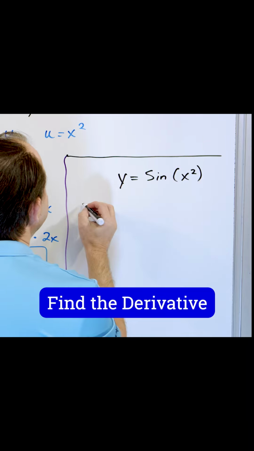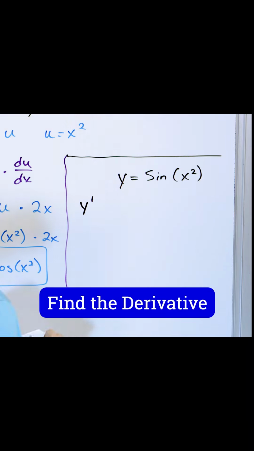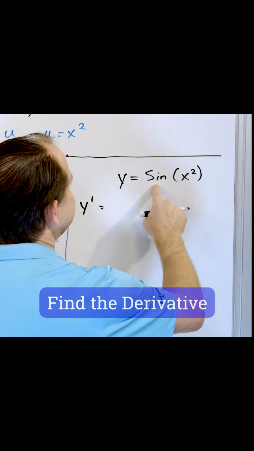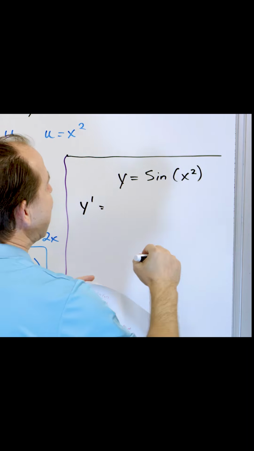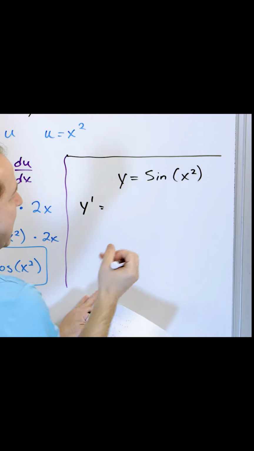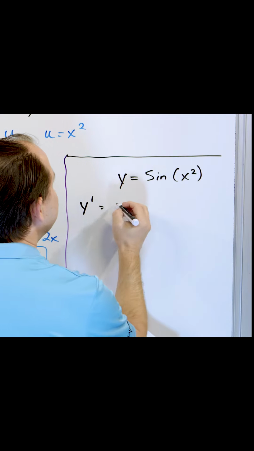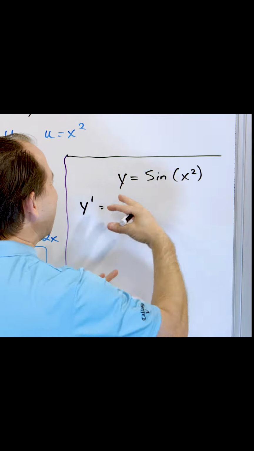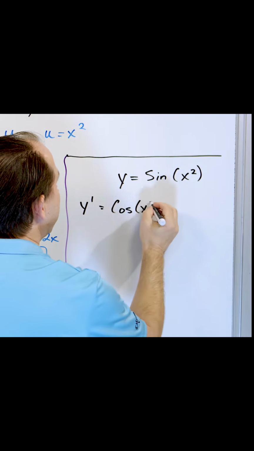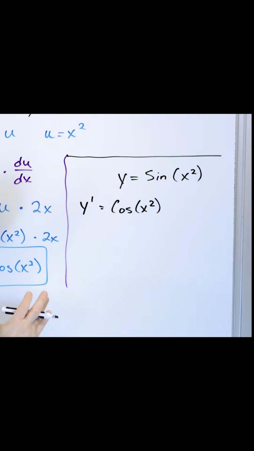What you do is you say y prime, or you could say dy dx if you want to. You look at the outer function, the sine function, and I know that the derivative of sine is cosine. And so I know that the inside is not x, it's x squared. So what you do is you take the derivative of the outermost function and write cosine x squared.